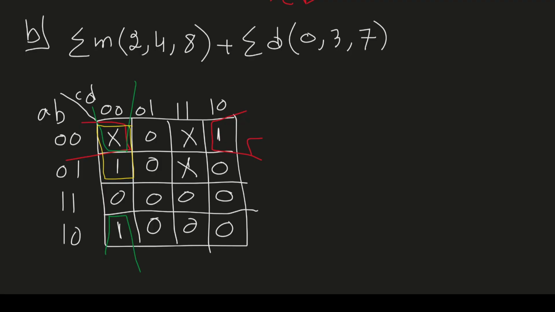So for this group, we have A, B are 0, 0. So this will give us A prime, B prime. And then also if we look in this area, so this is our group, we have D is not changing. So this will give us D prime. For the green, C is 0 and D is 0. So this will give us C prime, D prime.